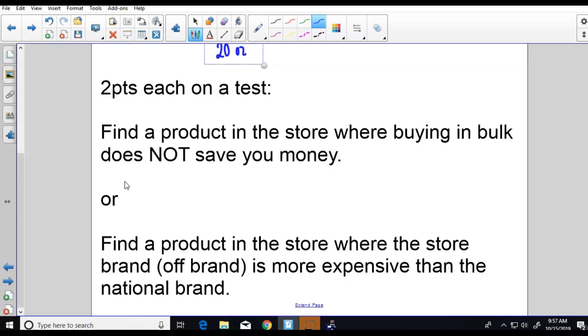Same thing if you can find me a situation where the name brand product is actually more expensive than the off-brand product. So if you can find me a case where the Great Value butter is actually more expensive than the Land O'Lakes butter. Normally, Land O'Lakes is more expensive. The Great Value is cheaper, right? Or Laura Lynn, or what is it?